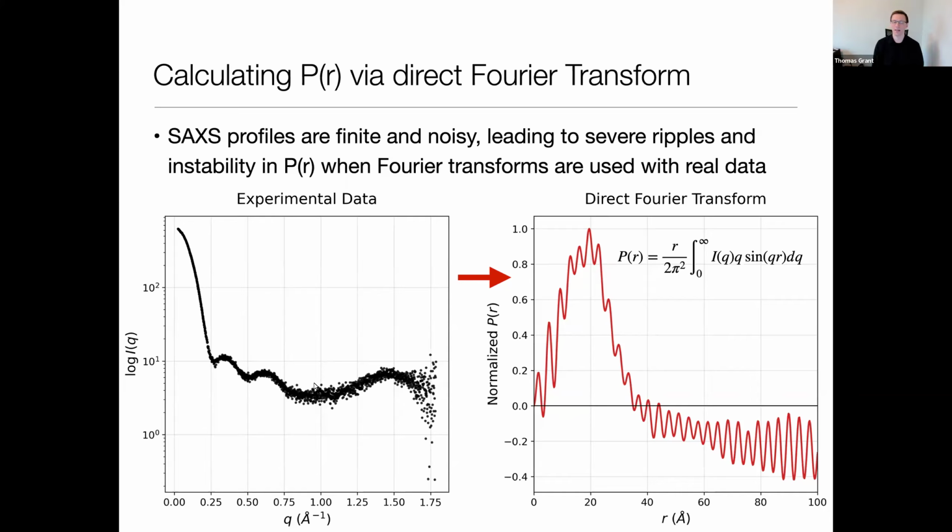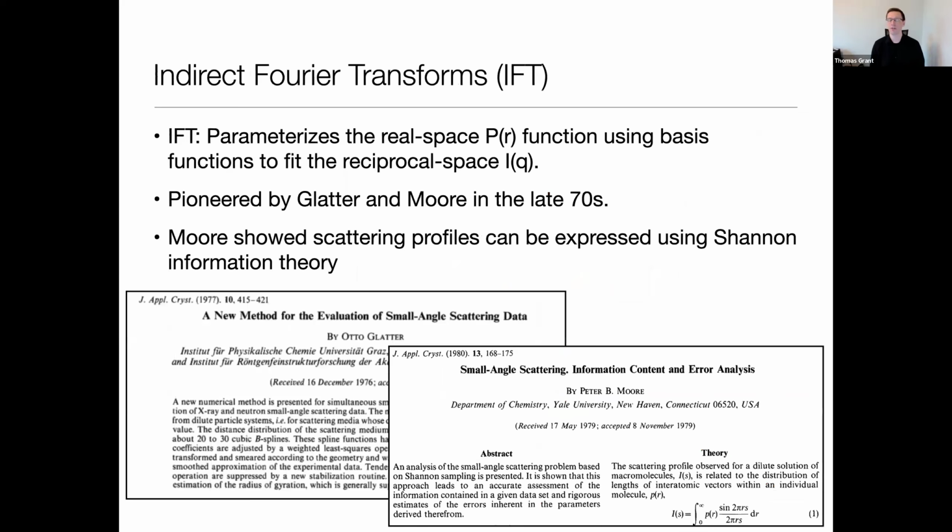But the other thing is that the data have noise in it, right? These are, of course, real data, and so they have experimental noise. And so when you take the Fourier transform of this experimental, noisy, finite curve, you get this flawed P of R curve, right? And so people have tried to come up with some different techniques to solve this problem. And the primary one is something called an indirect Fourier transform.